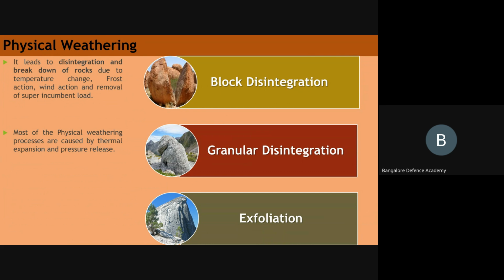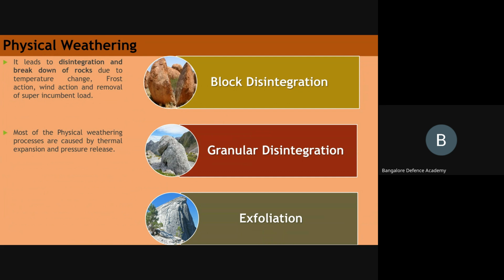Frost action occurs in cold climates, meaning higher latitudes. In higher latitude regions, like after 60, after the Arctic Circle, you can see this type. Physical weathering processes are caused by thermal expansion and pressure release. So, what are the different types of physical weathering?